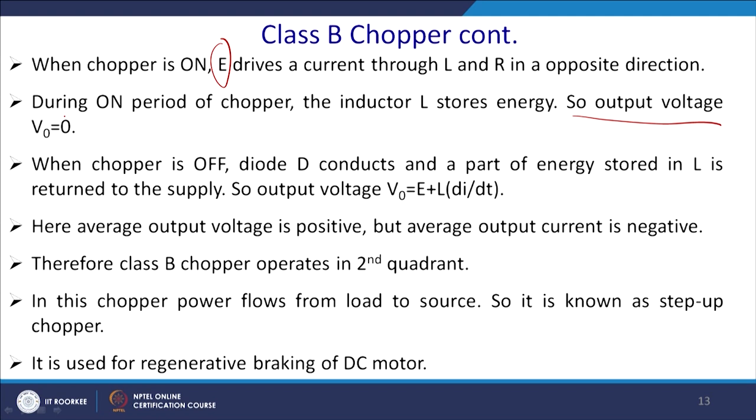When the chopper is off, diode D conducts and part of the energy stored in the inductor L returns to the supply. So, the output voltage V0 equals E plus L di/dt. The average output voltage is positive, but the average output current is negative and is fed to the source. Therefore, the class B chopper operates in the second quadrant, and its power flows from the load to the source. So, it is known as a step up chopper, and it is used for regenerative braking of the DC motor.